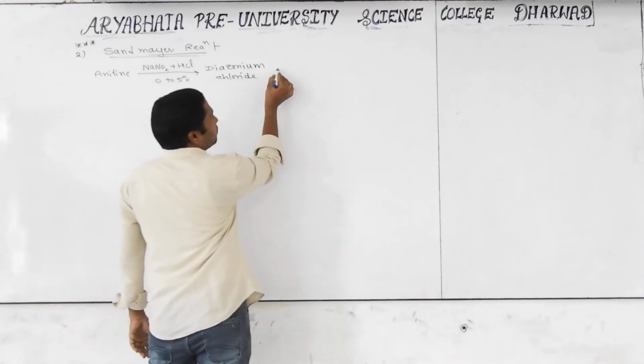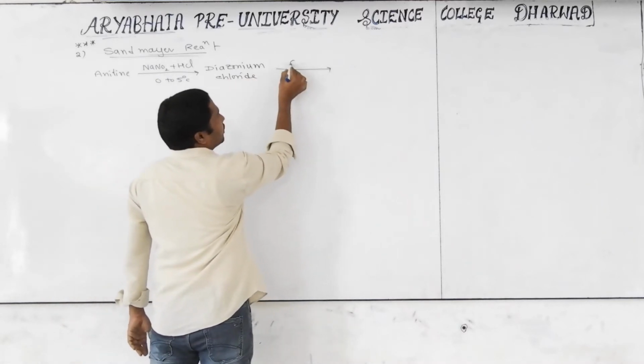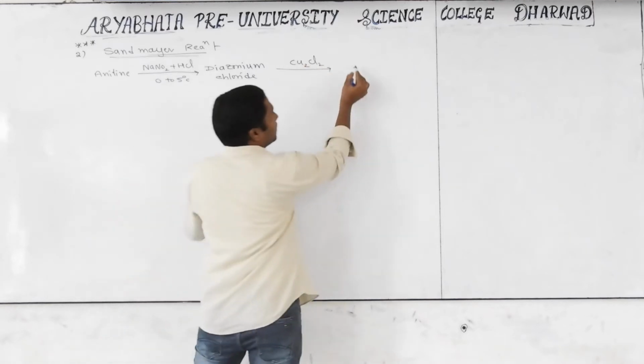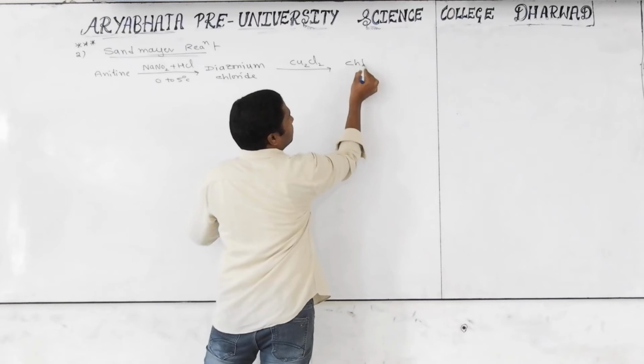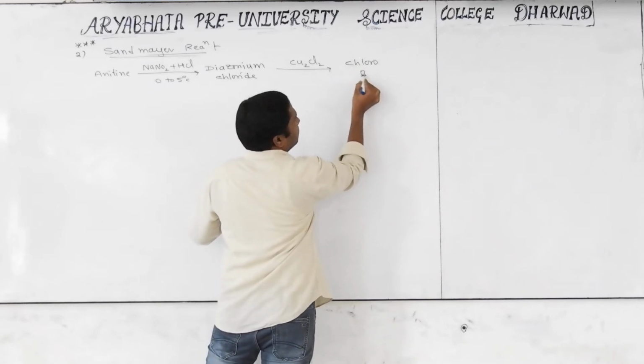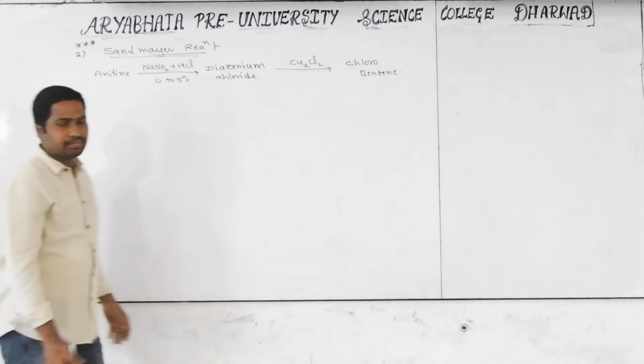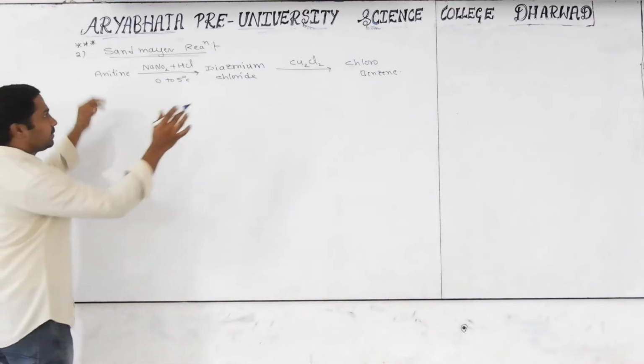This diazonium chloride will be treated with cuprous chloride, Cu2Cl2. Then what are we getting? We are getting chlorobenzene. What is the meaning of chlorobenzene? Chlorobenzene is an aryl halide. Okay, I will write that. I will explain the mechanism.